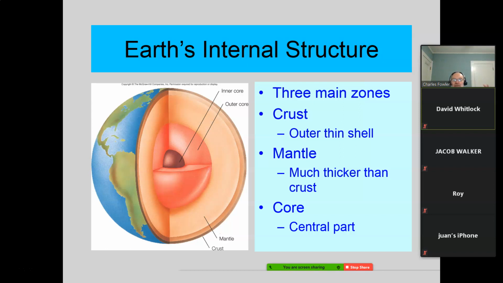Now, 3 main zones. The smallest of these zones, even though it seems pretty big to us, is the crust. The crust is basically this darker color right there. It is incredibly thin, but it covers the whole surface of the Earth.